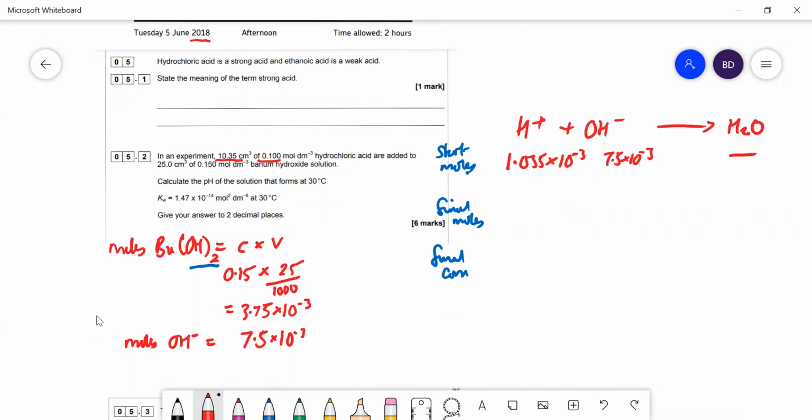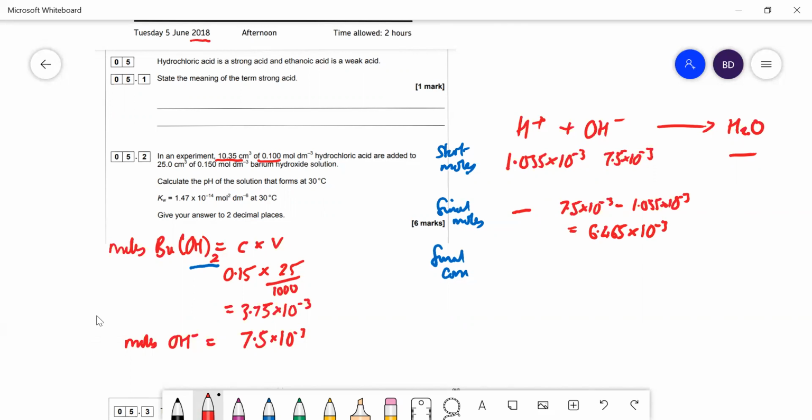Now we can see that the OH− ions are in excess. So essentially all of the H+ ions are going to react, so they're going to go. And how many moles of OH− we've got left over at the end? So we've got 7.5 times 10 to the minus 3 minus 1.035 times 10 to the minus 3. 1 mole of OH− reacts with 1 mole of H+, and that gives us 6.465 times 10 to the minus 3 moles of OH− ions.